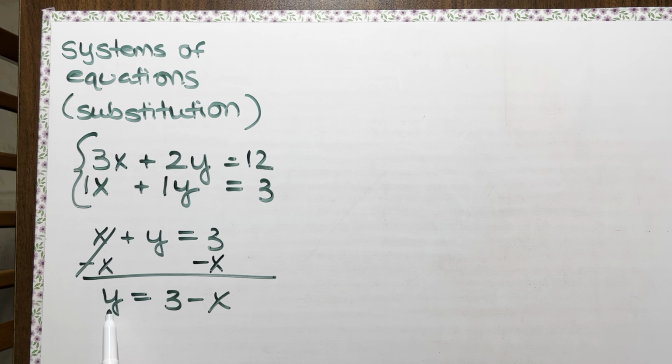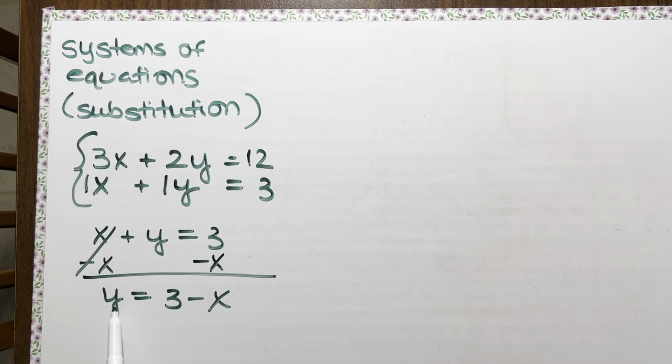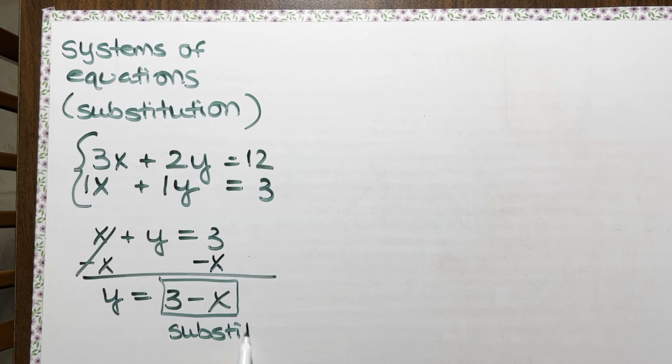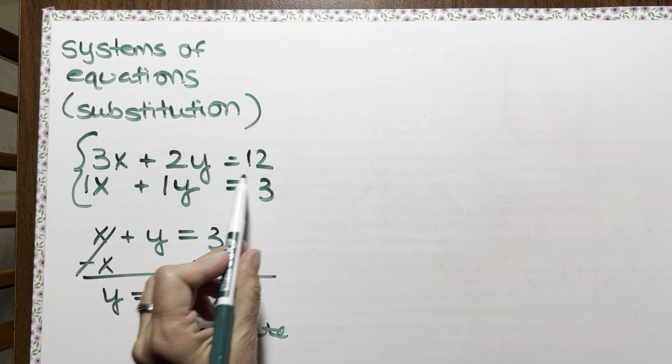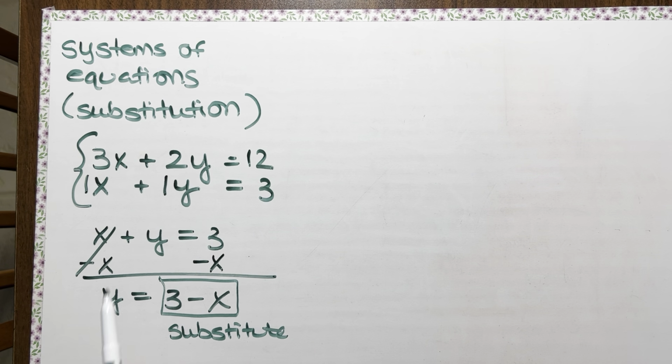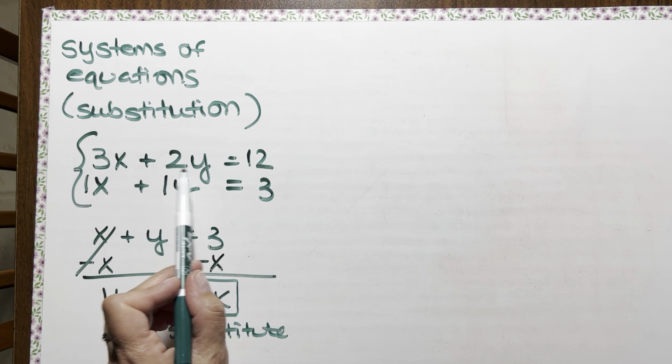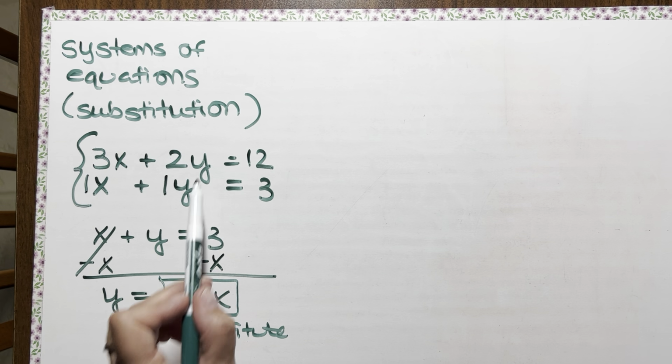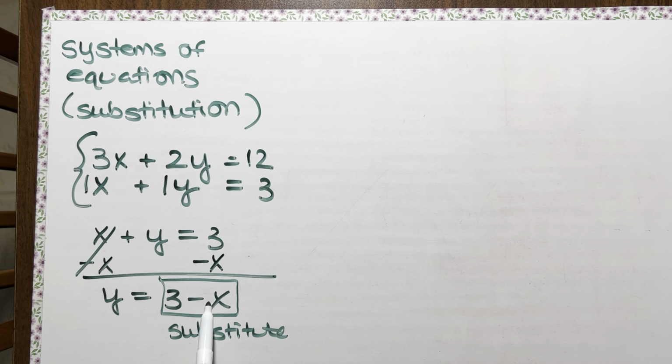Now, I have this y all by itself, and it is equivalent to 3 minus x. The 3 minus x is what I'm going to take, and I'm going to substitute that into the other equation. And everywhere I see a y, which is right here with the 2y, instead of that y, I'm going to substitute in this 3 minus x. And I'll show you why we're going to do that.